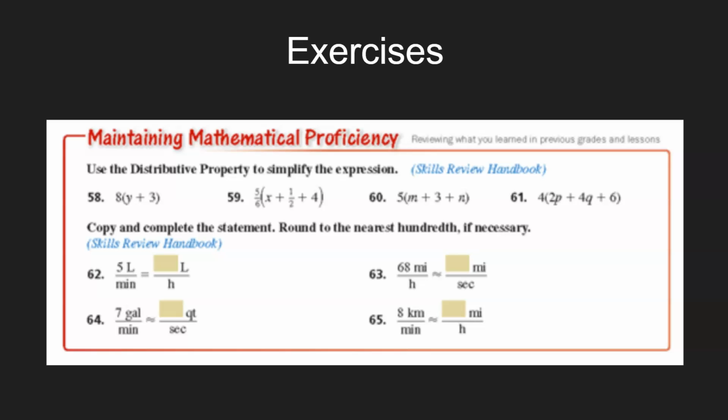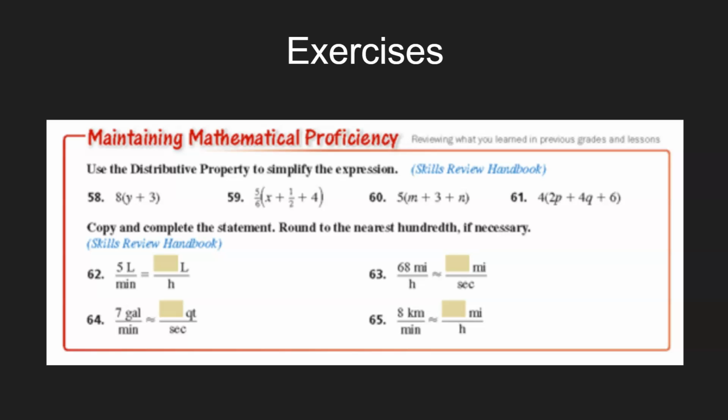For number 60, we distribute the 5 to m plus 3 plus n. So we get 5m plus 5n plus 15. For 61, we distribute the 4 to 2p plus 4q plus 6. We get 8p plus 16q plus 24.